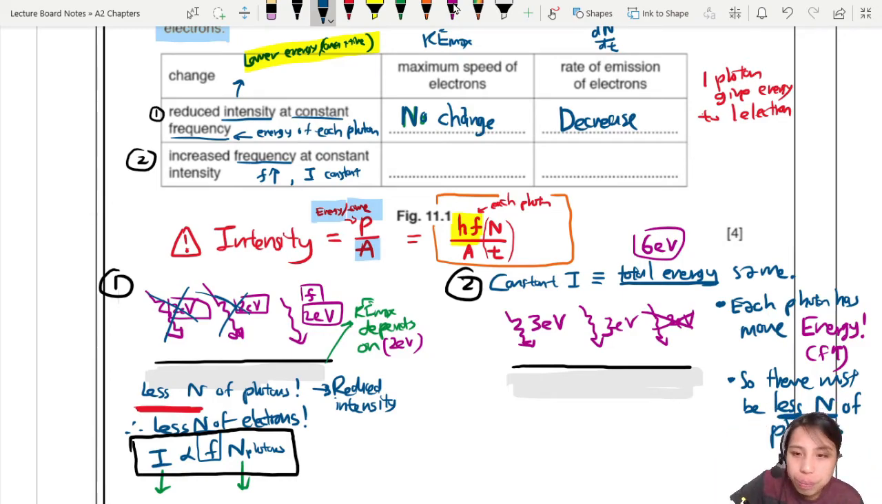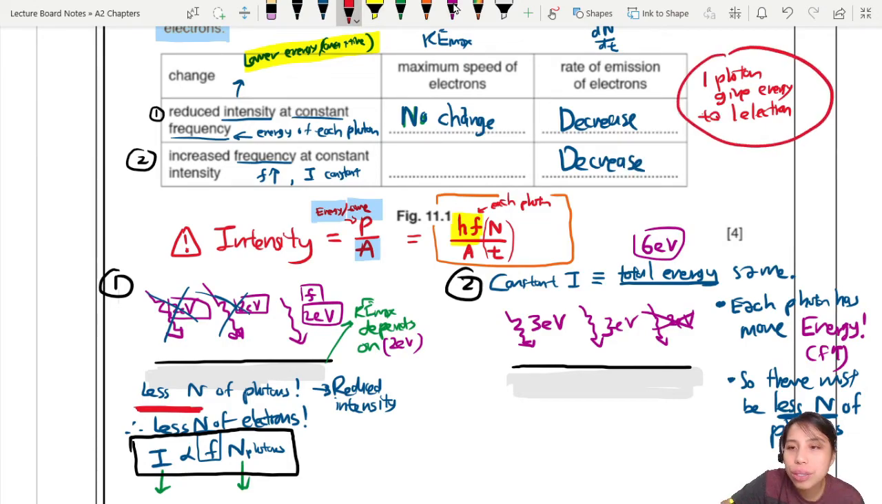Okay, so how do we think of this? Rate of emission of electrons also decreases, because the same rule applies: 1 photon to 1 electron. So if you have a lesser number of photons, you have fewer electrons coming out.